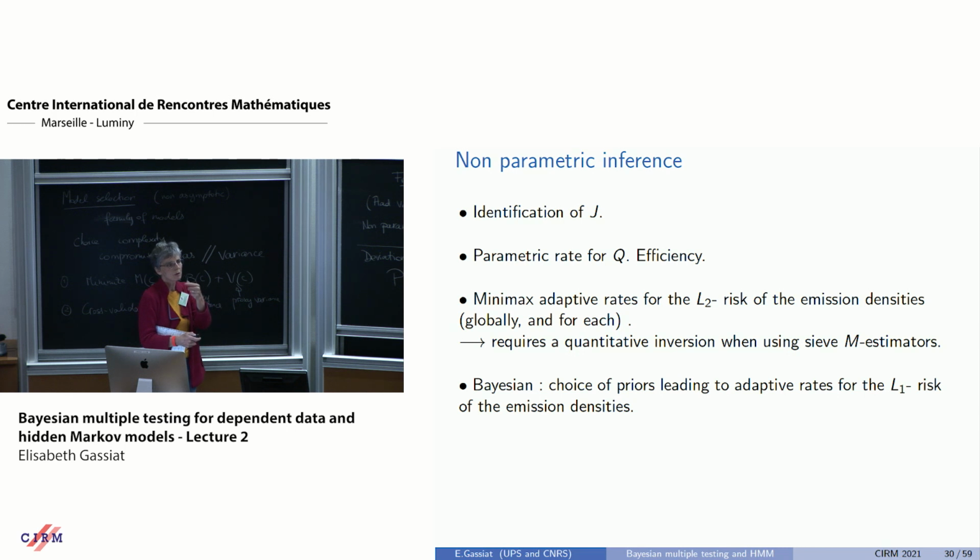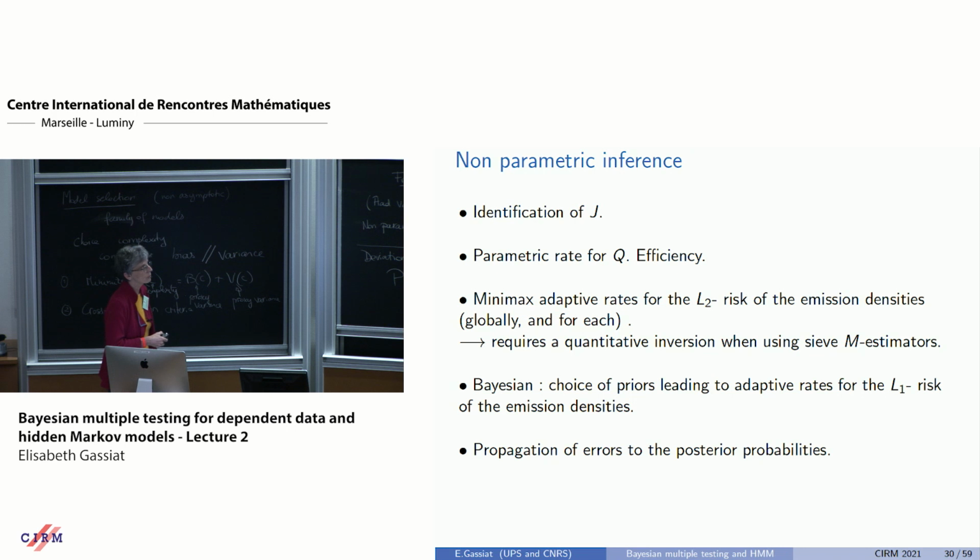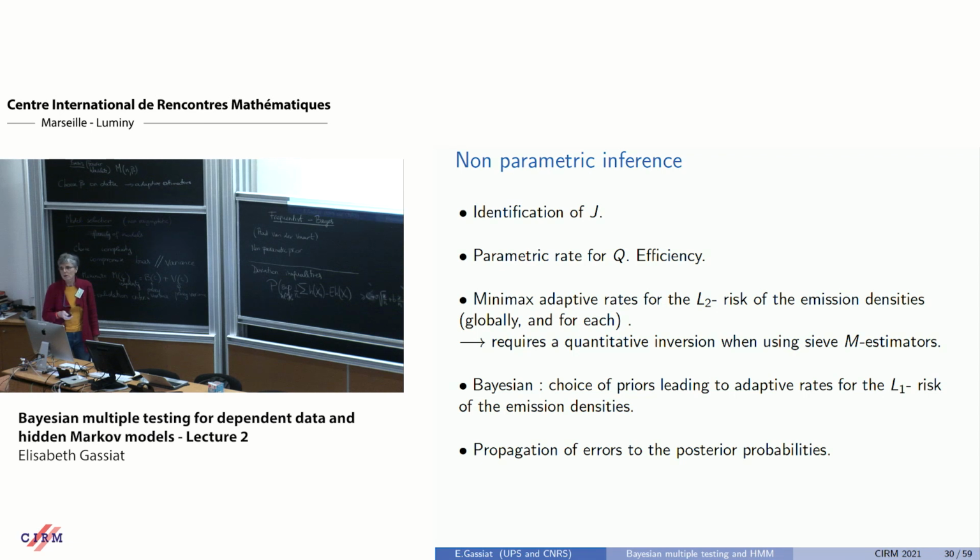So maybe we can use your L1 inversion to put it also in the other story to get adaptive rates for each emission density. And then when you recover your parameters, you can compute the posterior probabilities of your hidden sequence. The question was to understand the propagation of errors, and I showed some inequality about that, where you upper bound the errors on the posterior probabilities with the error on your estimation.